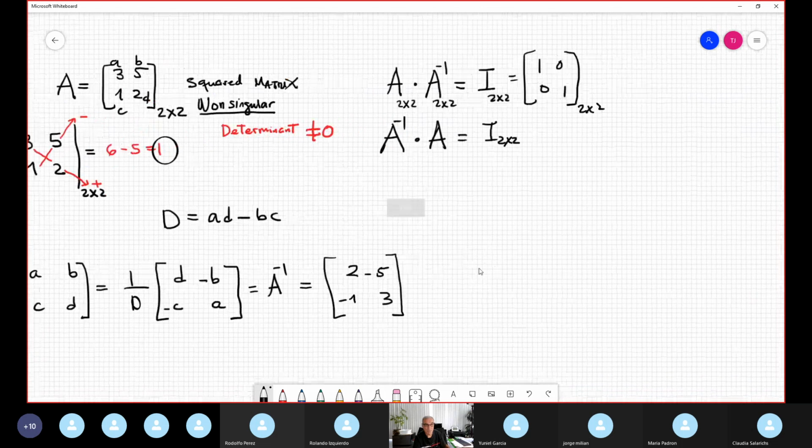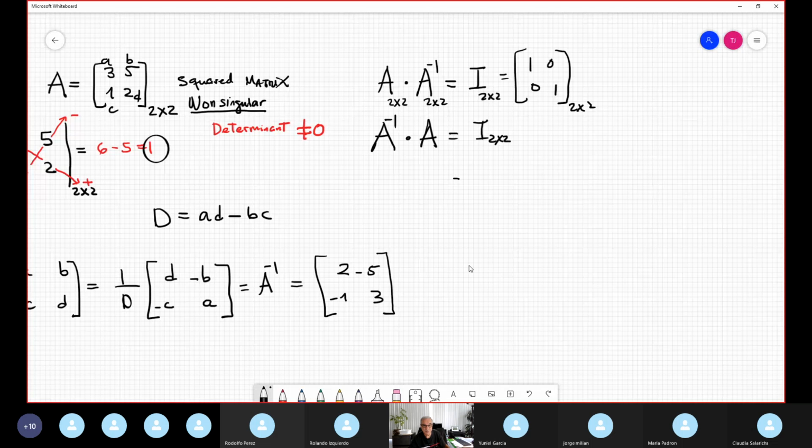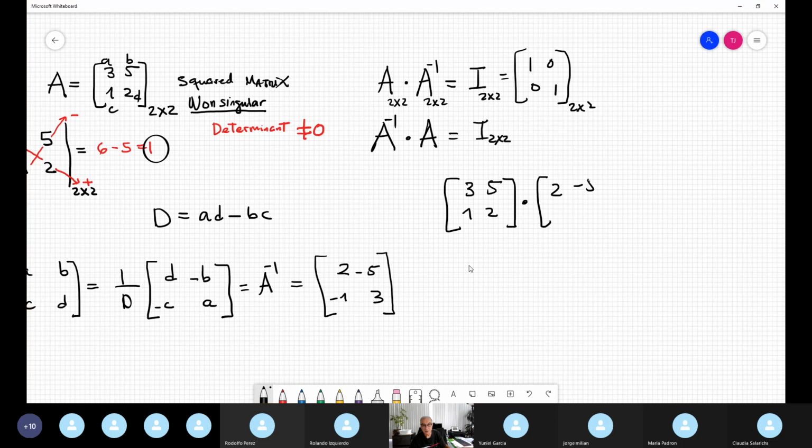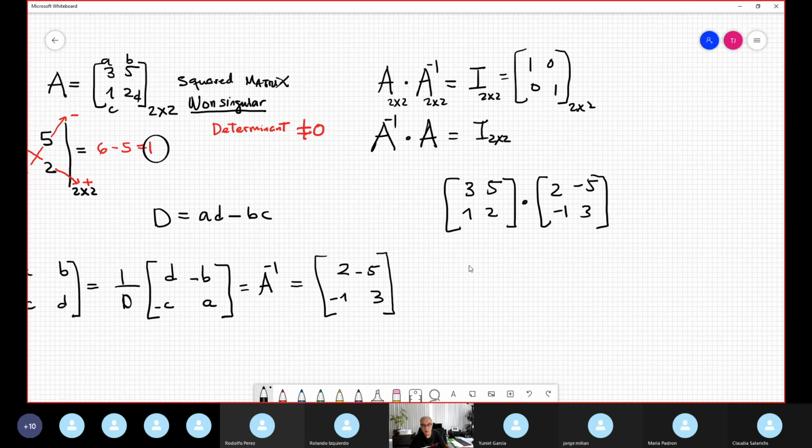Suppose I multiply, the original matrix is 3, 5, 1, 2, times 2, negative 5, negative 1, and 3. Let me check the matching of dimensions. Of course, they match because it's square, and you expect another matrix 2 by 2. And remember, you obtain the multiplication: 3 times 2 gets 6. And 5 times negative 1 gets negative 5. And 6 minus 5 is 1.